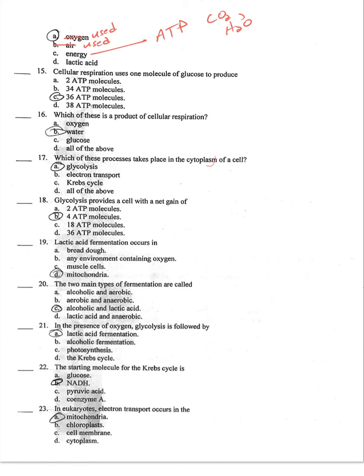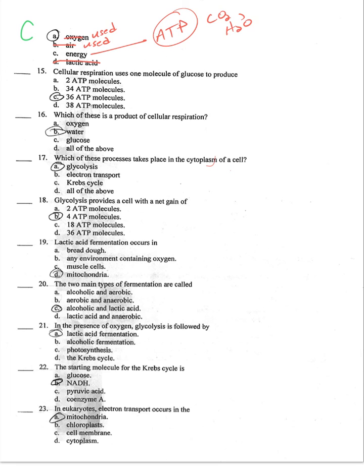So this is energy, and lactic acid is not being produced if you're doing cellular respiration. Remember, cellular respiration is not the lactic acid pathway, not fermentation, right? So there it is. That's the answer. The answer choice is C. Let me just go ahead and put that out there. C, all right? Cellular respiration uses one molecule of glucose to produce.